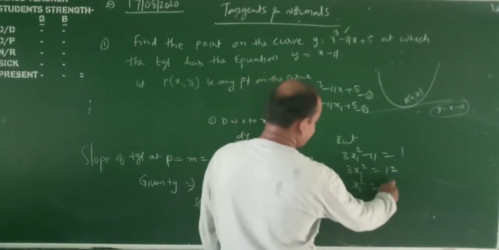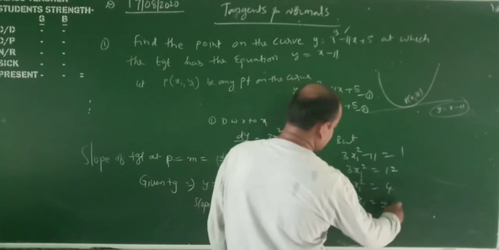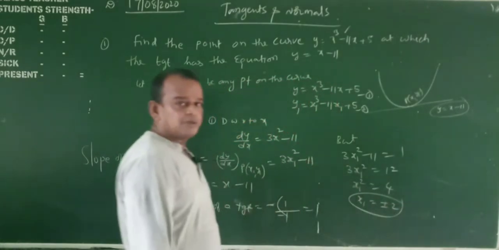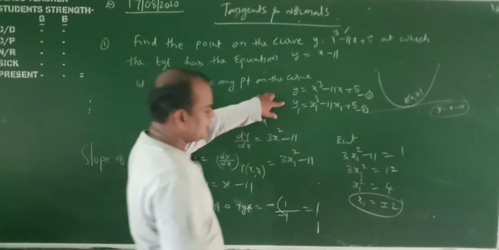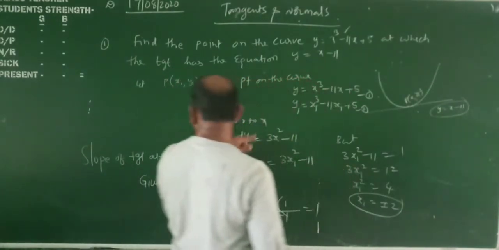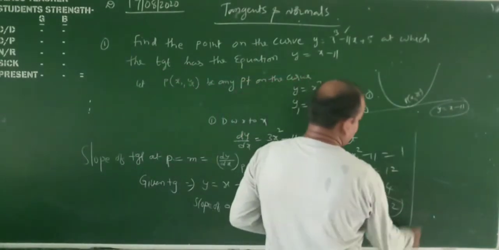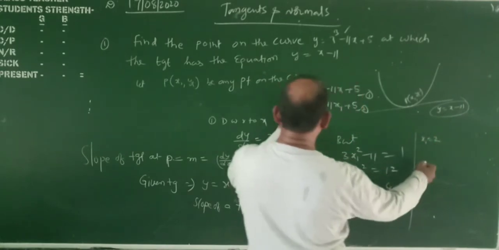x1 squared is equal to 4. x1 is equal to how much? Plus or minus 2. Now we will find y1. Suppose the first case, x1 is equal to 2. What is y1?